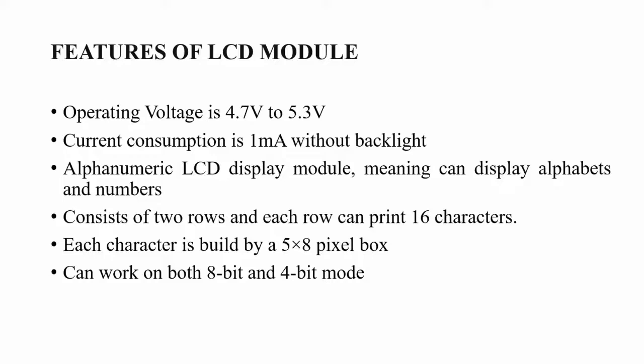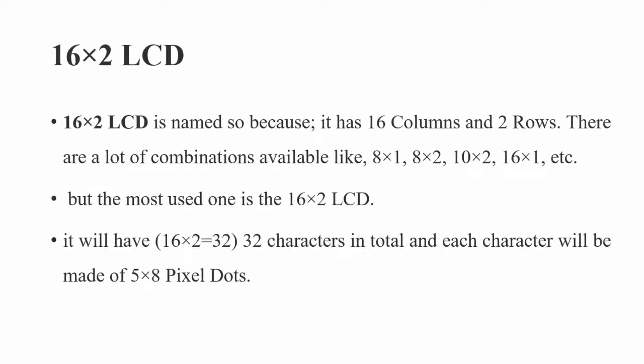Here we are using the 16 cross 2 LCD model. The 16 cross 2 LCD is named so because it has 16 columns and 2 rows. As I already said, it has 16 columns and 2 rows. It can display 32 characters, and each row displays 16 characters.